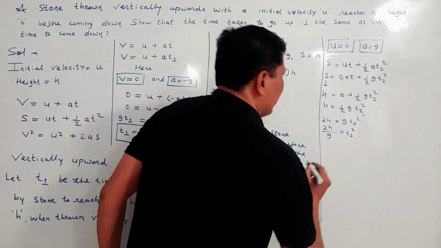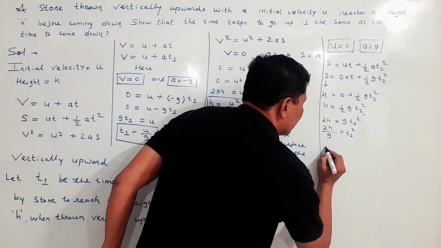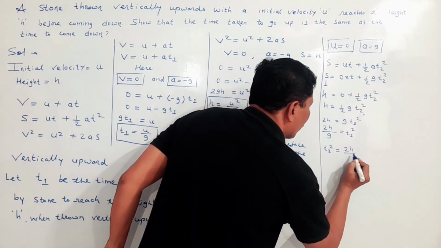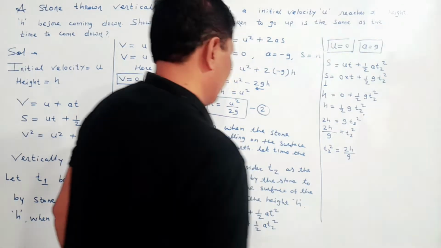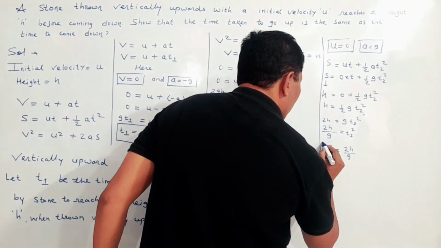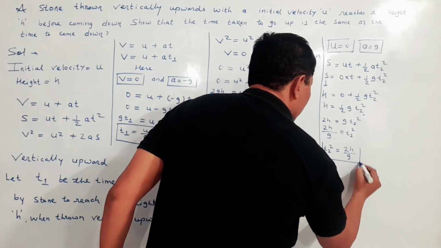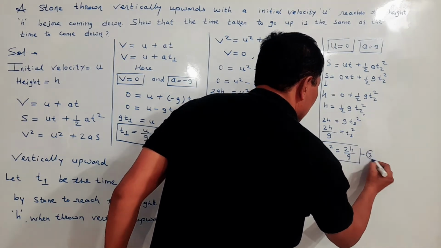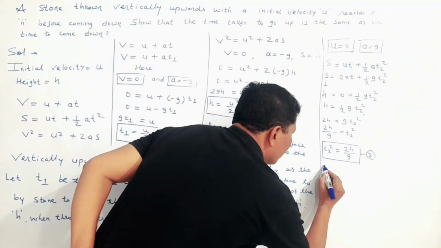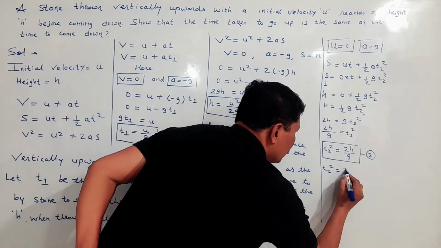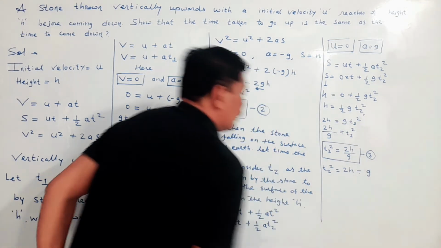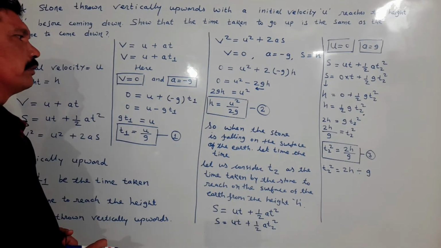So here my dear student, we have got a mathematical equation, that is t2 square is equal to twice h upon g. So here we get one more equation. We will give it as equation number 3. Now my dear student, the same equation we can write in this way. t2 square is equal to twice h divided by g. My dear student, here we have found out the value of h.